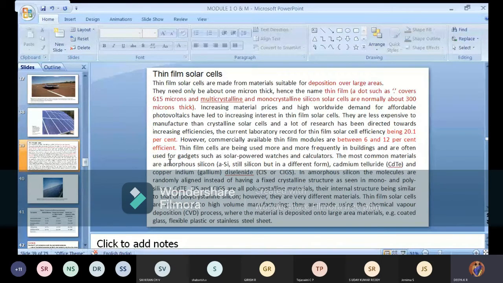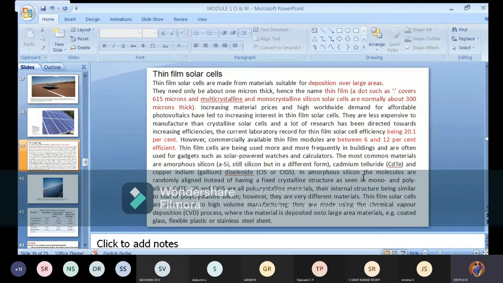The most common material used is amorphous silicon. So that's what they are called, amorphous solar cells or thin film solar cells. So still silicon, but in a different form. They are given different names: cadmium telluride, copper indium diselenide. So these are all chemical names you have to remember.